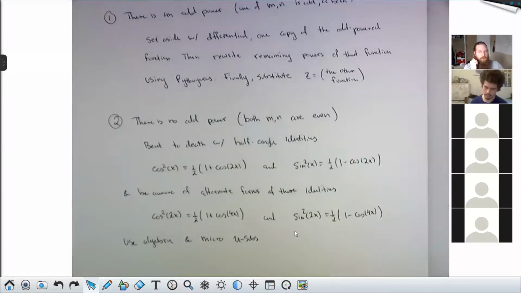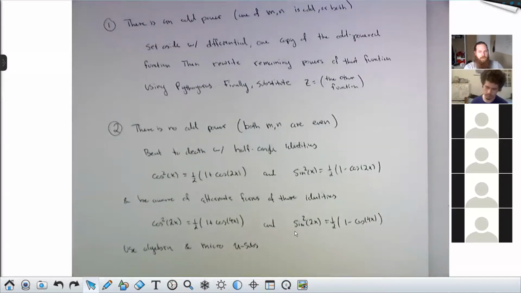All right, so this is it. This is how you integrate any power of sine times any power of cosine. Those integrals all fall into one of these two categories. If you're in the first category, life is good. You're going to do a little substitution. And the trick to making those substitutions work is setting aside one of the odd powered functions with the differential, rewriting the remaining powers in terms of the other function using the Pythagorean identity.